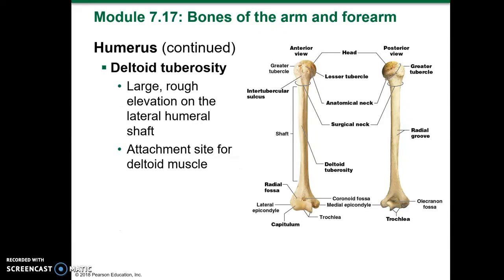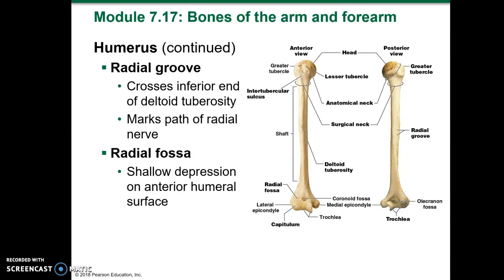Next, the deltoid tuberosity, a large rough elevation on the lateral humeral shaft. And this is an attachment site for the deltoid muscle. The radial groove crosses the inferior end of the deltoid tuberosity and marks the path of the radial nerve. And the radial fossa is a shallow depression on the anterior humeral surface.